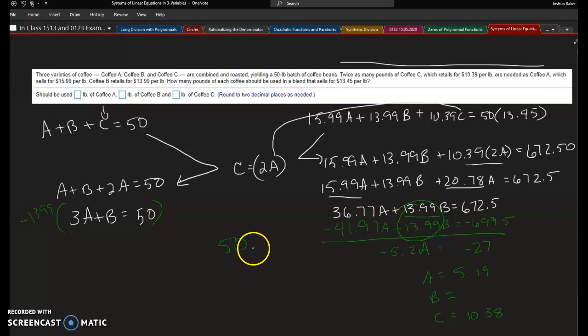Okay. So I've got 50 pounds total. If I subtract away the 5.19 pounds and the 10.38 pounds, I'm going to get what I need for B. And that value is going to be 34.43 pounds. All right. So again, my mistake when I was in class was I messed up that. Okay. Which threw everything off.